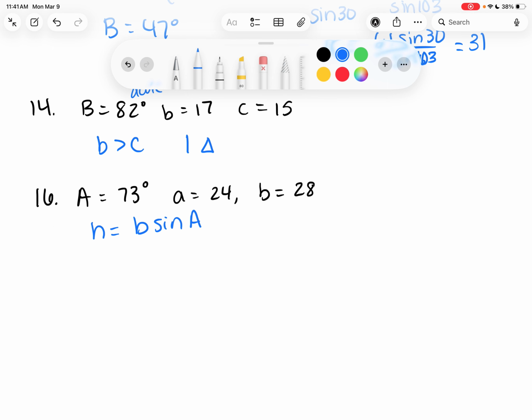Okay, so we have 28 sine of 73. Somebody can tell me what that's equal to with one decimal place. 26.7. Rounded 26.8. You just wanted to say 26.7.